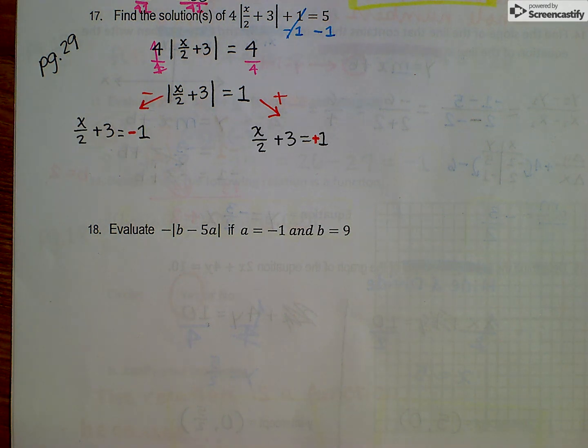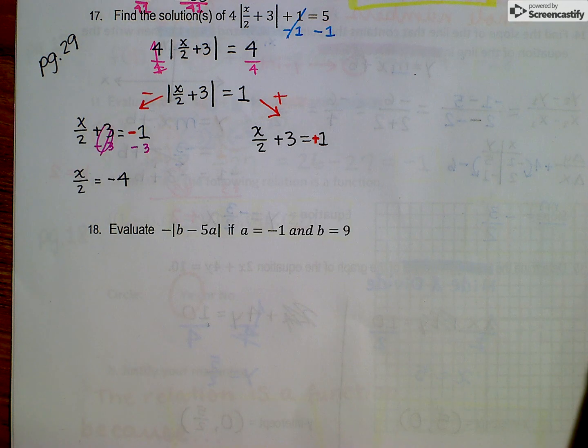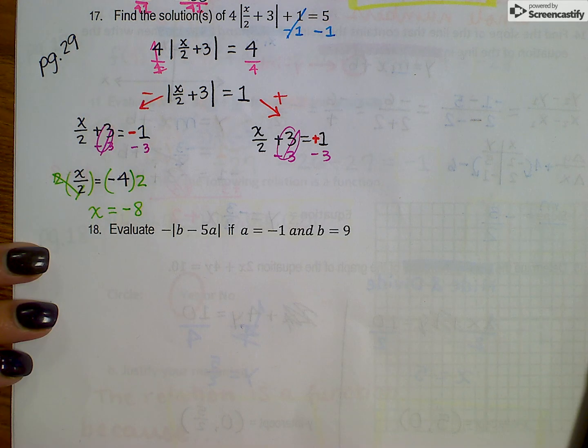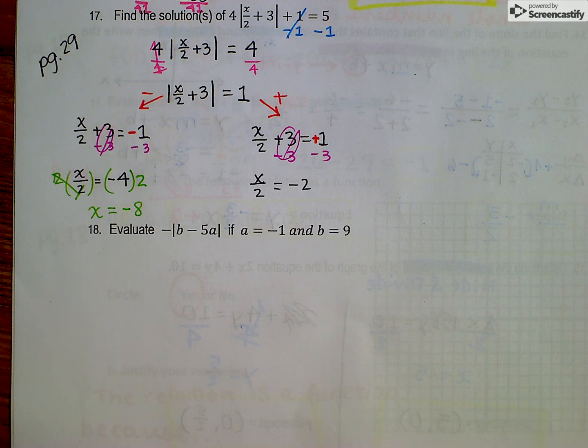I would remove my constant. And since x is being divided by 2, the inverse operation would be multiply by 2, leaving me with x is equal to negative 8 here. And I'm going to repeat the same steps by removing the constant and also multiplying by 2, leaving me with x is equal to negative 4. Now, it is imperative to check your answers on this one.